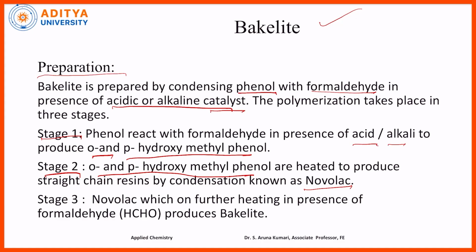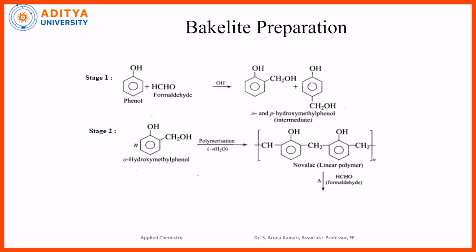So, this ortho-hydroxymethylphenol or para-hydroxymethylphenol are heated where we get a linear chain which is known as Novolac. And stage 3 is further heating of Novolac in presence of formaldehyde which produces bakelite. So, finally, in stage 3, we see that this linear polymer will change into a cross-linked polymer which is known as bakelite. So, here we have the chemical reactions shown in stage 1, 2 and 3.